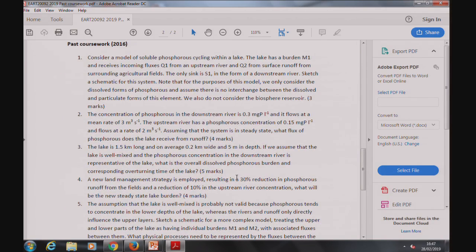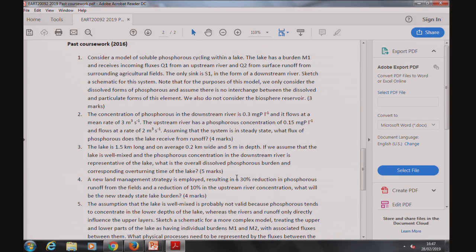Well, question 1, I have to write this down anyway because it follows on from it. This is about phosphorus cycling within a lake. So we've got our lake, and it has a stock of phosphorus, M1, and there are two sources, Q1 and Q2 going in, and there's one sink, S1.